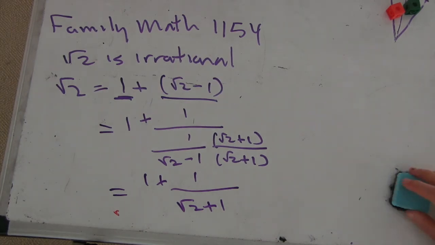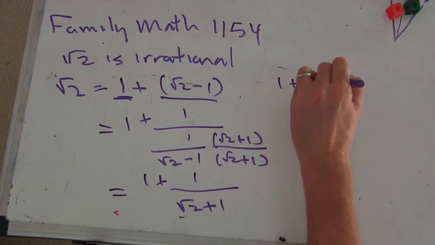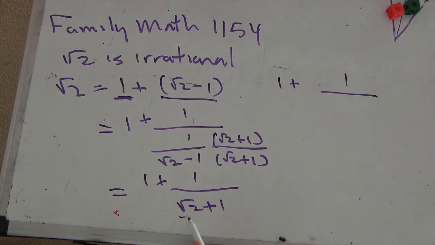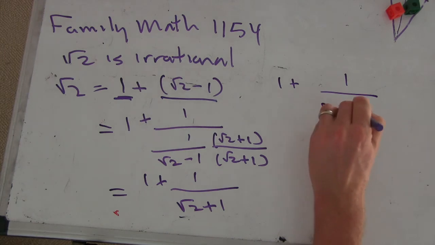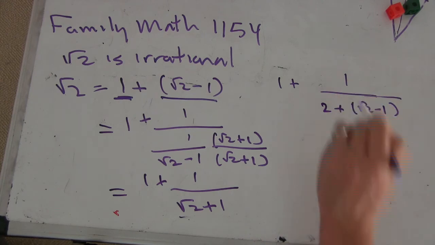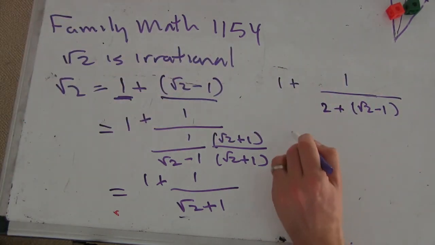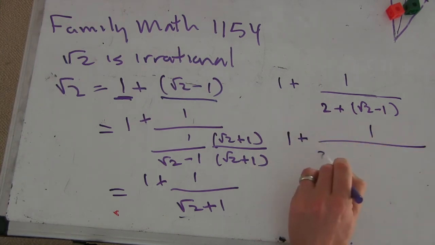How did you get from, you had 1 plus 1 over root 2. Okay, yeah, I see that. You see it? Okay, because I didn't write the divided by 1 here. Okay, so now what can I do with this part? So I've got 1 plus, we're going to do the 1 over, what's the integer part of root 2 plus 1? 2. So 2 plus root 2 minus 1. And then we have to make this 1 over root 2 minus 1.